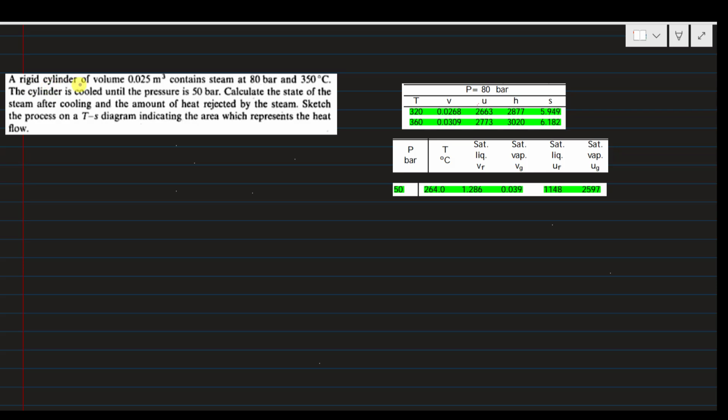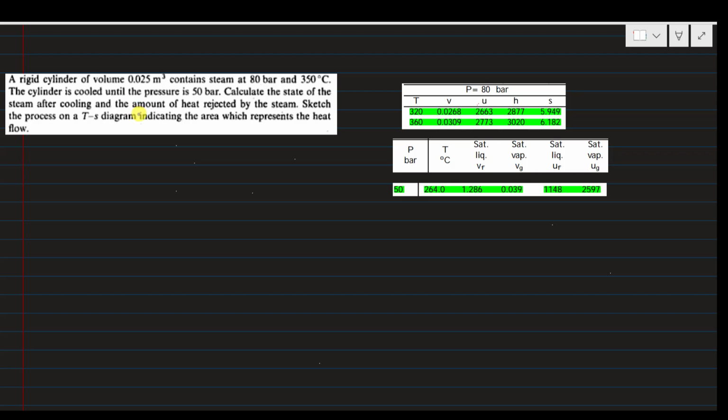A rigid cylinder of volume 0.025 meter cube contains steam at 80 bar and 350 centigrade. The cylinder is cooled until the pressure is 50 bar. Calculate the state of the steam after cooling and the amount of heat rejected by the steam. Sketch the process on a TS diagram indicating the area which represents the heat flow.